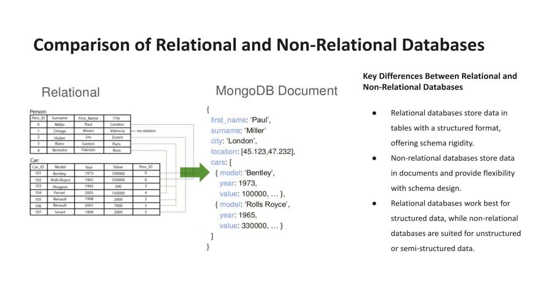Think of it this way. Relational databases are like spreadsheets with a strict format, while MongoDB is more like a collection of notes, each with its own unique content and structure. This flexibility makes MongoDB a powerful tool for handling the diverse and ever-changing data needs of modern applications.